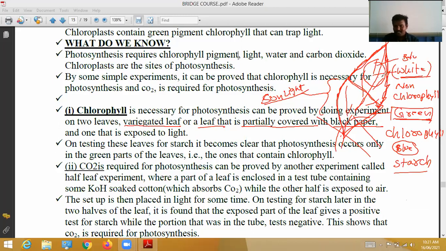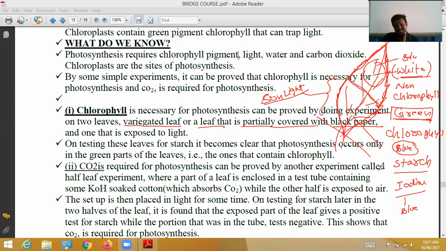Because here the starch was not prepared. The starch was absent. That's why, when we use a few drops of iodine, here it does not turn to blue color. Here, due to the presence of starch, the starch reacts with iodine drops and turns to be blue color.